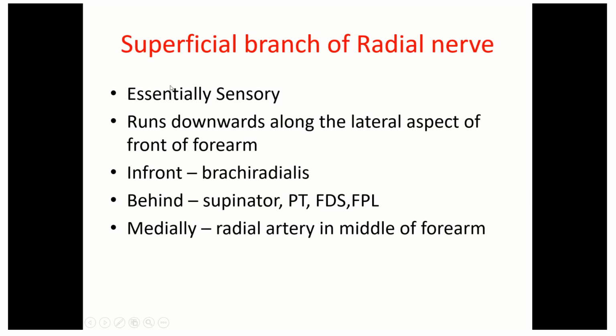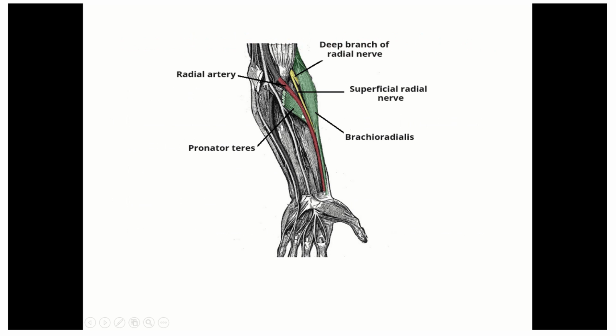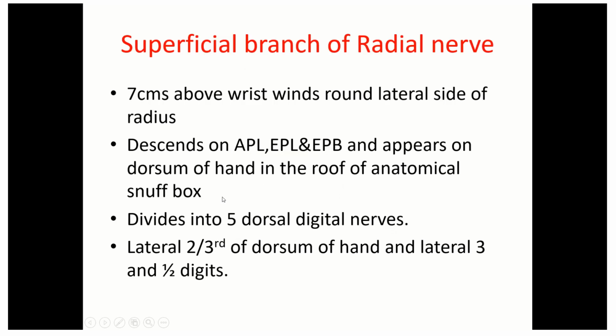The superficial branch is essentially sensory. It runs downwards along the lateral aspect of the front of the forearm. In front it will be covered with brachioradialis. Behind, it rests on supinator, then pronator teres, flexor digitorum superficialis and flexor pollicis longus. Medially, the radial artery is related to the superficial branch of the radial nerve only in the middle of the forearm. You can see here, this is the middle of the forearm where the radial artery is in relation with the superficial branch of the radial nerve.